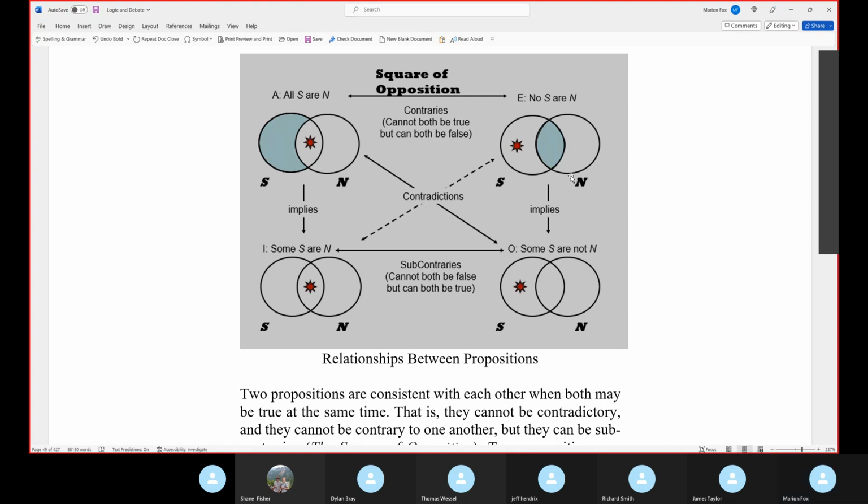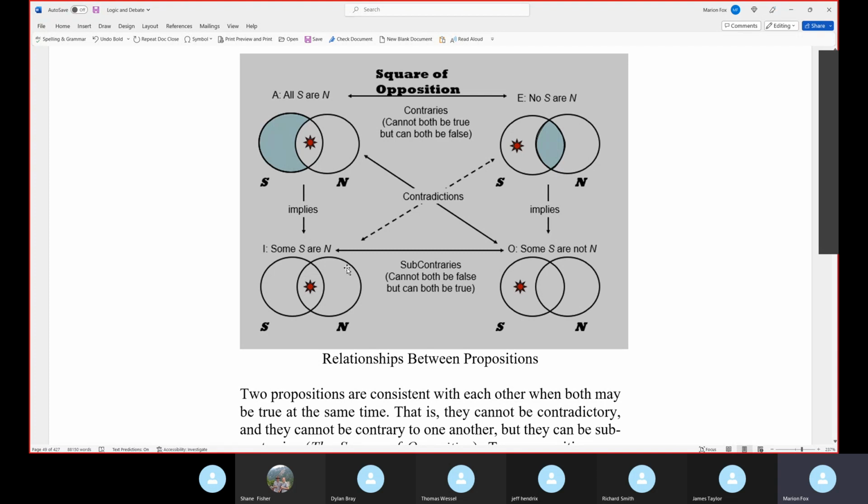All right. If the E type proposition is true, then the O type proposition is true. So they are consistent. Now then, let's look here. They have to both be true at the same time to be consistent.